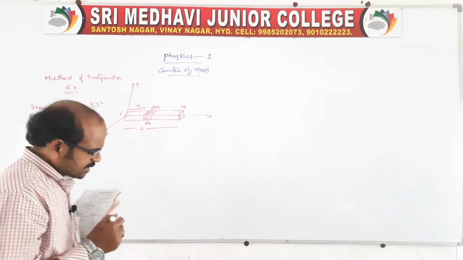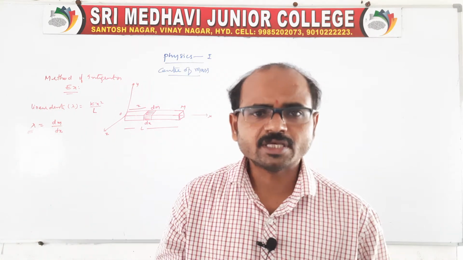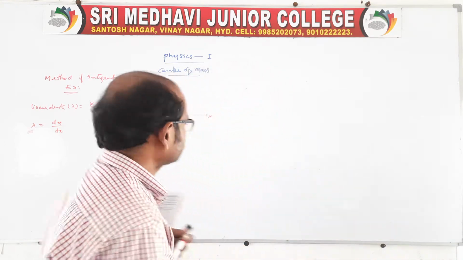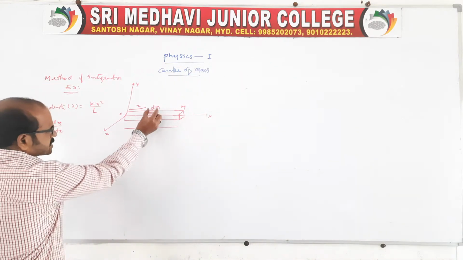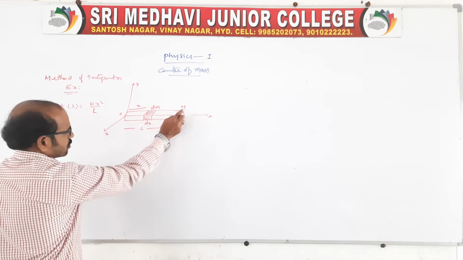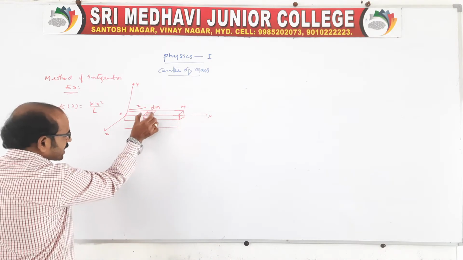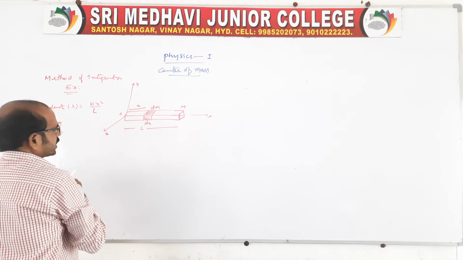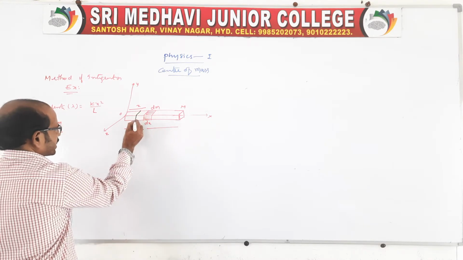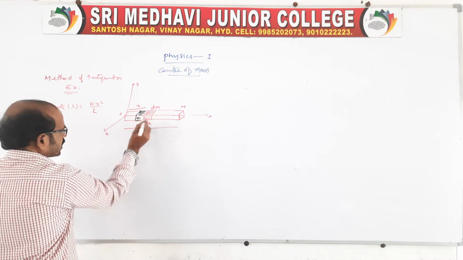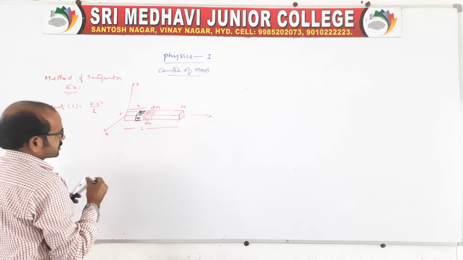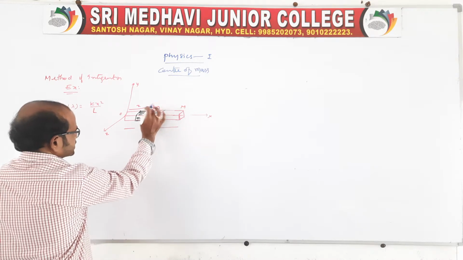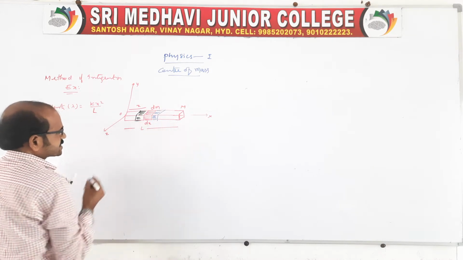The rod is given, so here we should divide it into small strips. You take one small strip, and that strip's mass is dm, because the total mass of the rod is capital M. You can take another strip also. If it is divided into a number of strips, you take any one strip. One strip of mass dm has thickness dx.